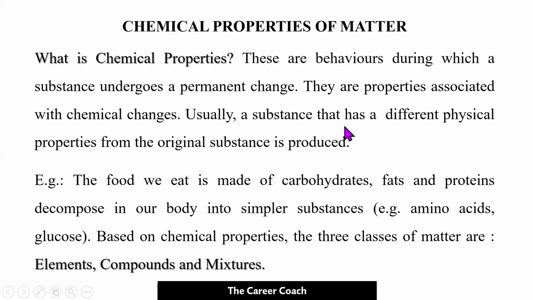Usually, a substance that has a different physical property from the original substance is produced. So for a physical change, new substances are not produced. For a chemical change, new substances are formed.